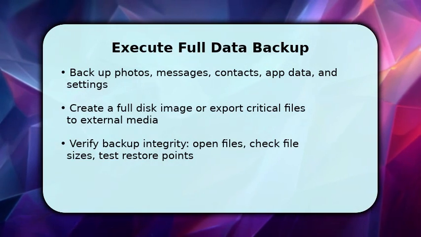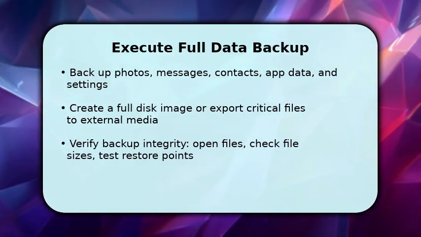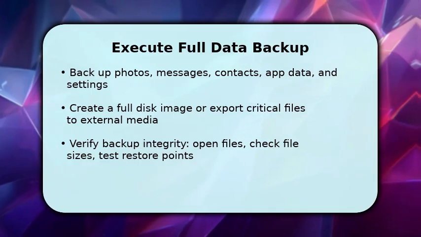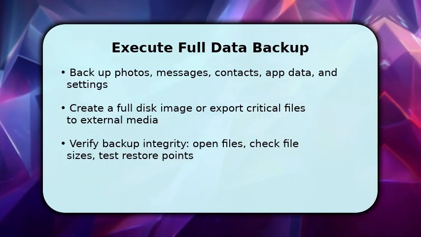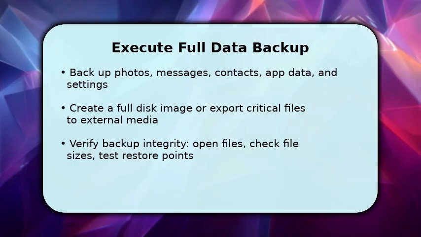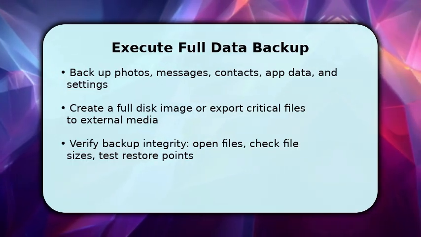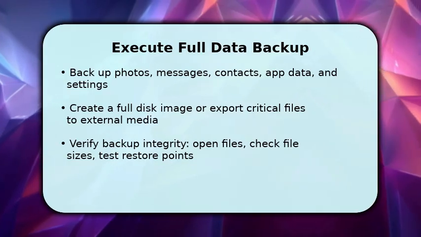Now execute the detailed backup sequence step by step. Start with app data and settings, then export photos, messages, contacts, and any locally stored documents. Use platform tools for app backups when available. If you can, create a full disk image to preserve system state and installed apps. Copy critical exports to an external drive as a second copy.